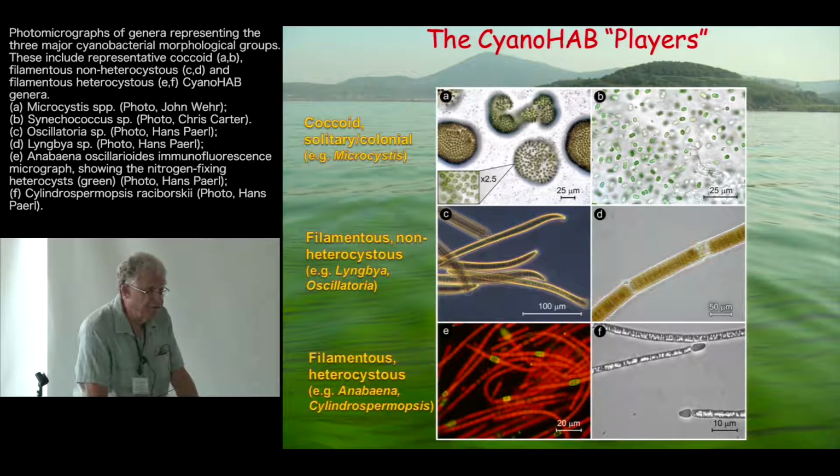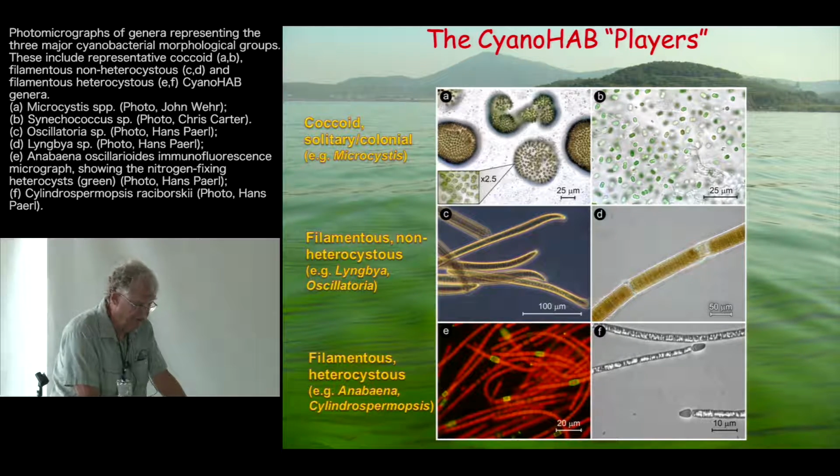Who are the players? Who are the main groups of organisms that we need to be concerned about? There are 3 groups. Many of you are familiar with them, so I'll just run through them very quickly. We have the coccoid, solitary, or colonial forms like Microcystis. I think everyone knows Microcystis. This is the number one cyanobacterial bloom problem organism.